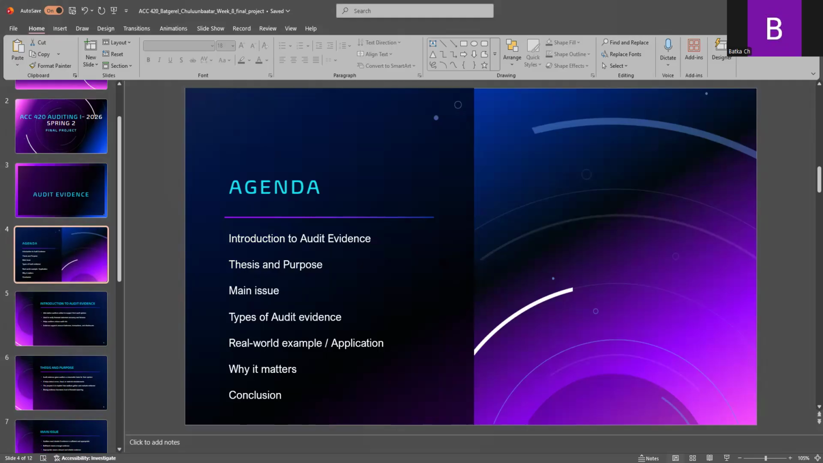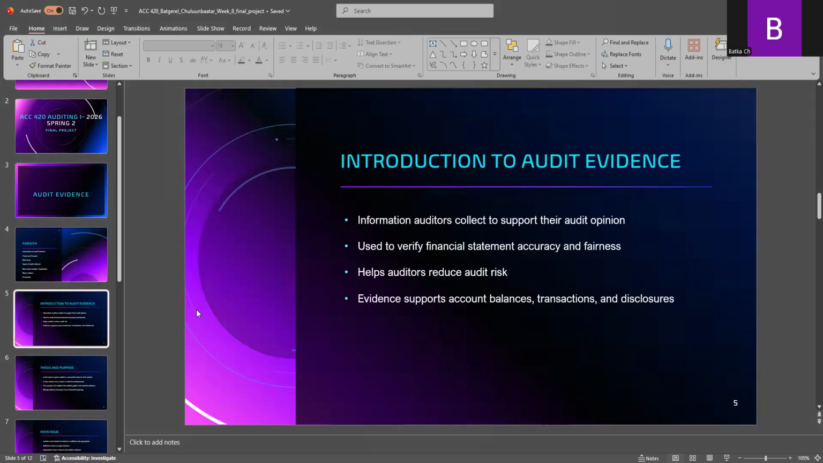I chose audit evidence as my final project, and this is the agenda.